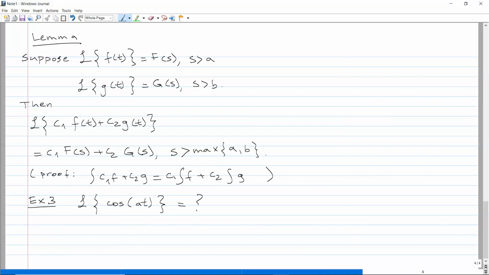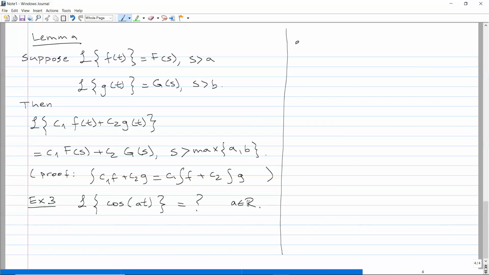So to find the Laplace transform of the cosine function, I'm going to consider the previous example, the Laplace transform of the exponential function, but now I'm going to consider the variable as a complex variable. So I'm going to write the cosine function using the exponential function of imaginary numbers. Of course, here a is a real number. A has to be real in order to do this.